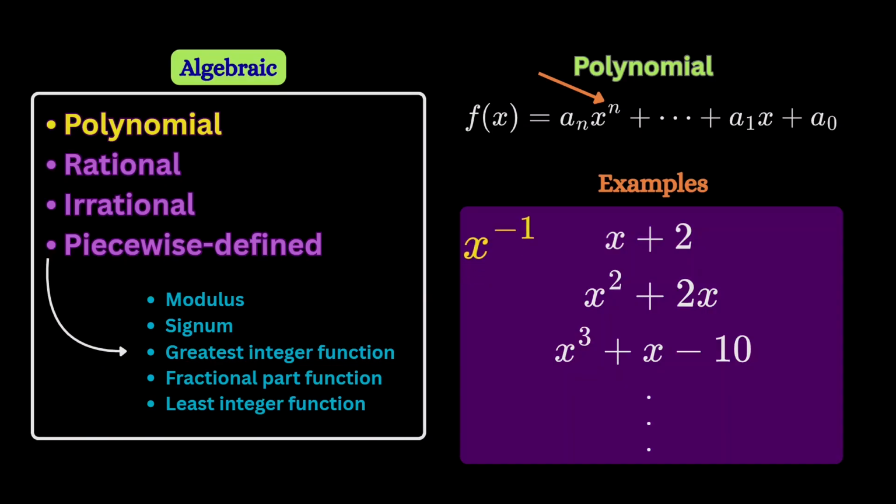Just be careful, if you take a look at, for example, x to the power of minus 1 or x to the power of 1 over 2, these two are not polynomials, because one of them has a different form and the other one goes to the power of 1 over 2, and 1 over 2 is not a whole number, so it's not a polynomial. But remember, both of them are algebraic functions, they're just not polynomials.